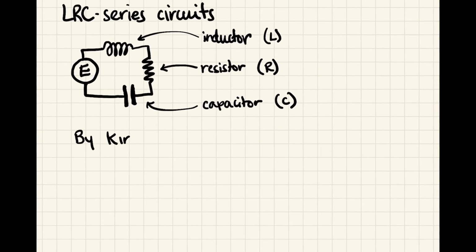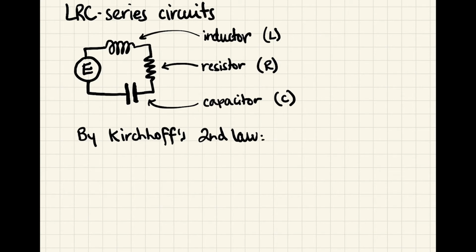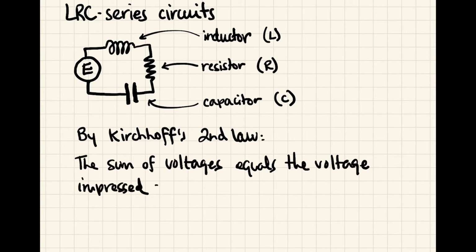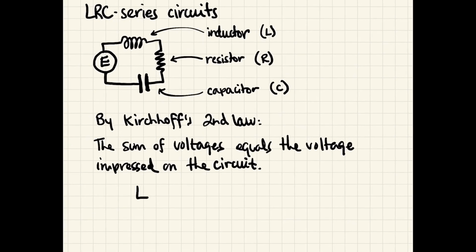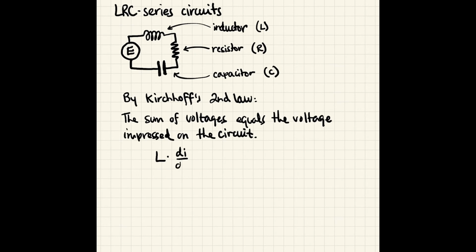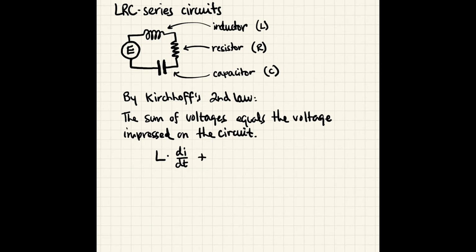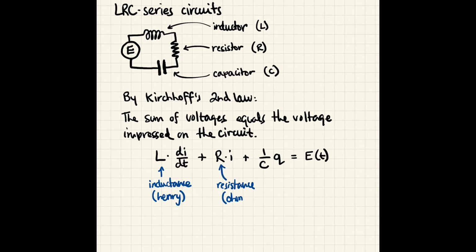And by Kirchhoff's second law, the sum of the voltages equals the voltage impressed on the circuit. All right, and the voltage through the inductor is the inductance multiplied by the rate of change of the current. And remember, current is I. The voltage through the resistor is the resistance times the current. And the voltage through the capacitor is 1 over the capacitance times the charge. And that equals the impressed voltage. So the inductance is measured in henries, the resistance in ohms, and the capacitance in farads.